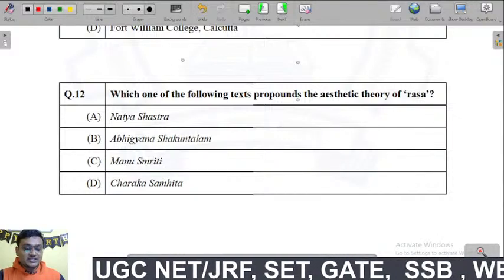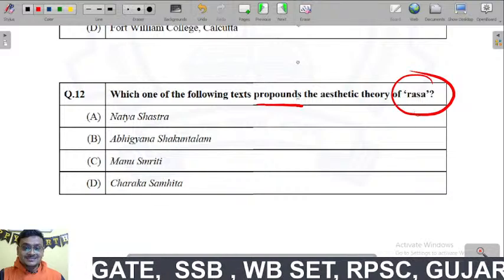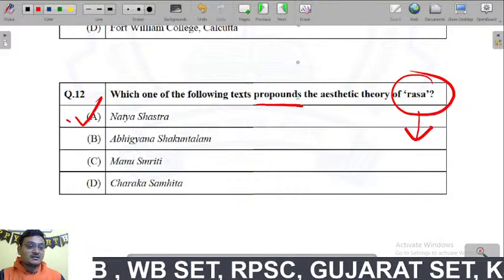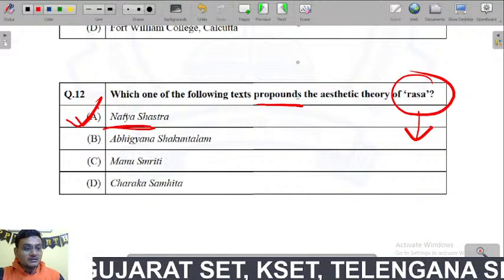Which one of the following texts propounds the aesthetic theory of Rasa? The aesthetic theory of Rasa, that is the Natya Sastra. Natya Sastra expounds the aesthetic theory of Rasa. A is the right answer.